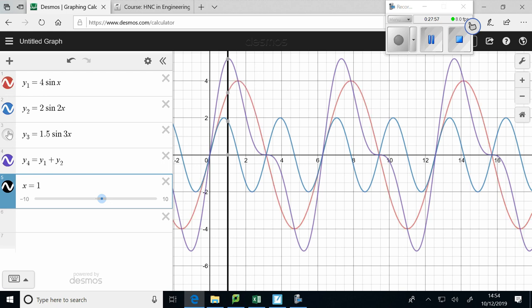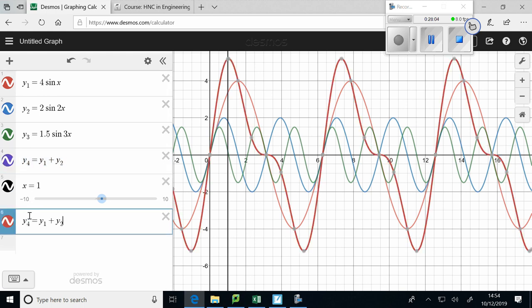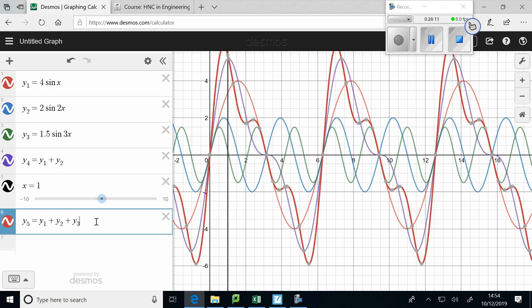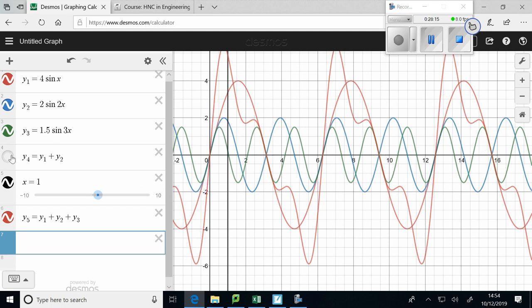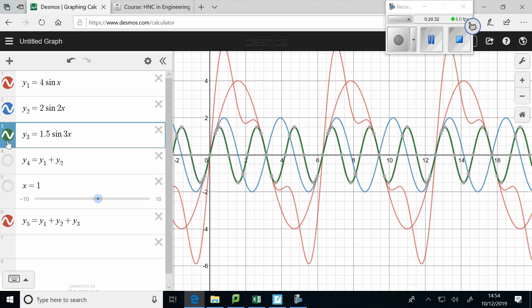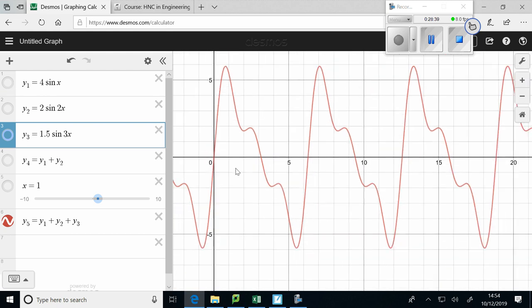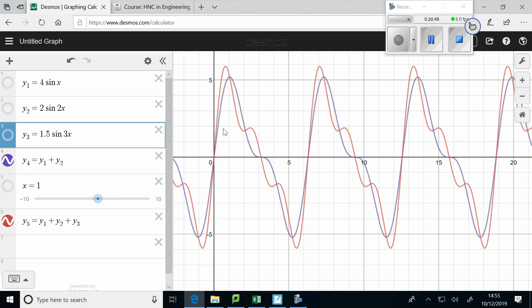And that. If we then go and add in the third harmonic as well, we get that one. So let's get rid of this one. Get rid of x equals 1. So here we've got the red, this one is the fundamental, blue is the second harmonic, green is the third harmonic, and that waveform is the combination of all three. So adding that second harmonic in there has gone from that purple one to that red one.